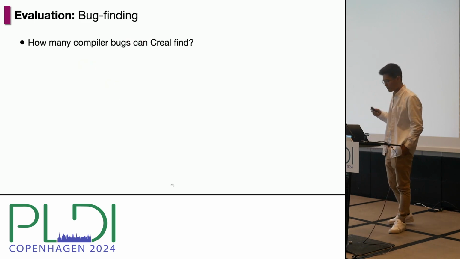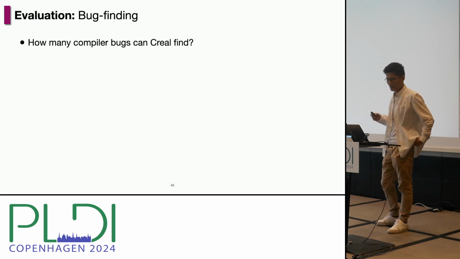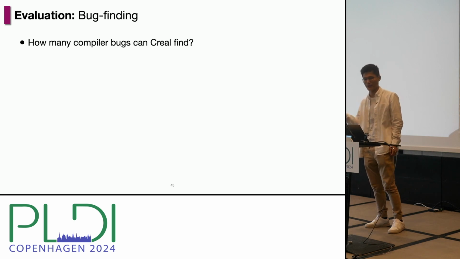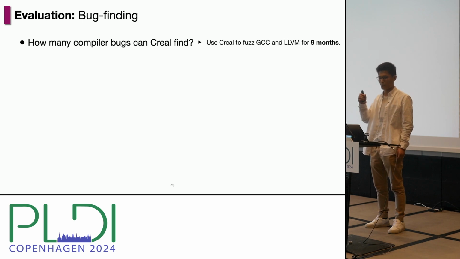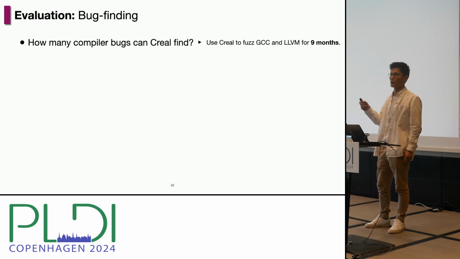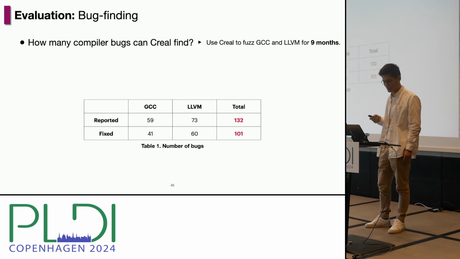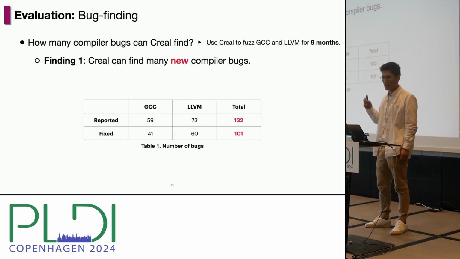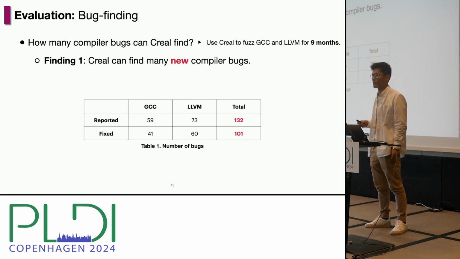So the most critical and important question is: how many compiler bugs can our approach, Serial, find? Well, we used Serial to fuzz GCC and LLVM for 9 months. So here's the result. In total, we reported more than 130 bugs to GCC and LLVM, and more than 100 of them have already been fixed. This means that Serial can find many new compiler bugs in those production compilers.